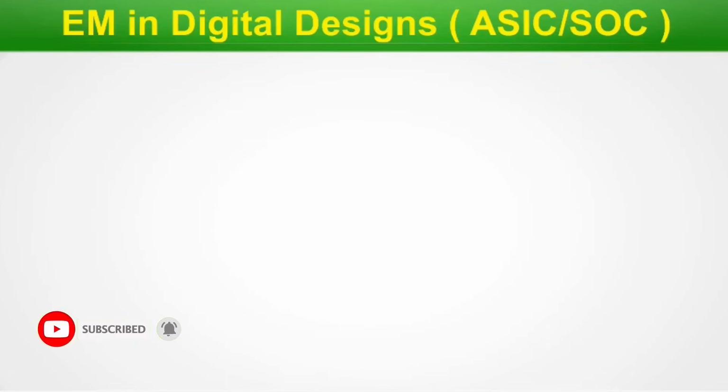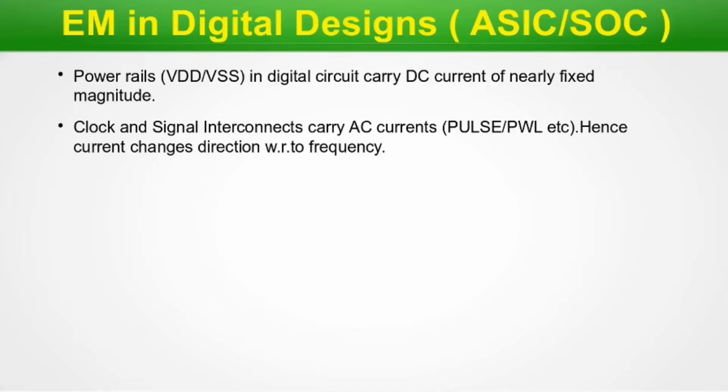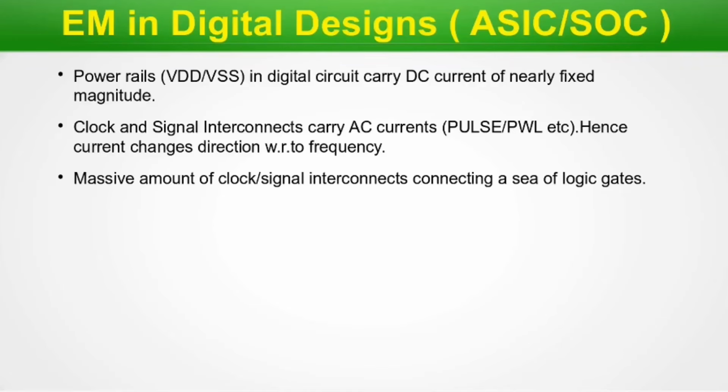Now let's see in a digital design what are the important points for an EM analysis. Unlike the analog design, the power rails VDD VSS in a digital circuit carry DC current of nearly fixed magnitude. And this is the most important point in a digital design. Clock and signal interconnects carry AC currents. AC means like pulse or PWL. Hence, the current changes direction with respect to frequency. A digital design is generally huge compared to an analog design, with a massive amount of clock and signal interconnects connecting a sea of logic gates. So here the count of nets is huge.